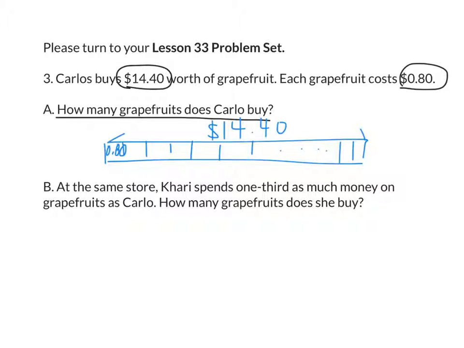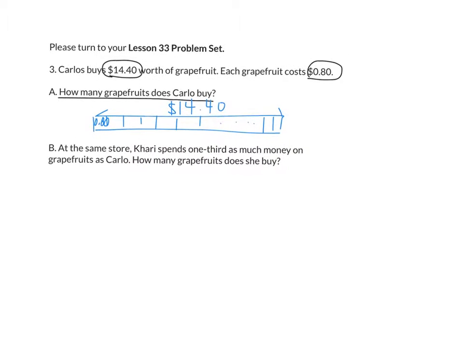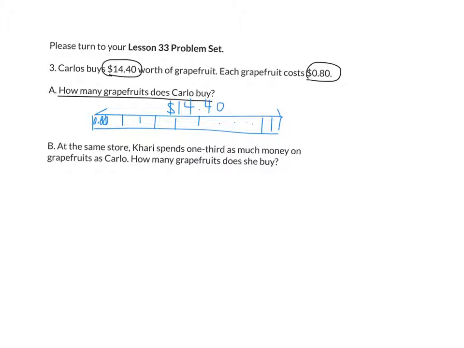So what math equation are we doing here? We're dividing, aren't we? We're dividing $14.40 by 80 cents because we want to see how many of those 80-cent grapefruits can fit into $14.40. Do you agree? Good. We have 14.40 divided by 0.80. How can we do that? What's the first step of what we need to do? Lucas?